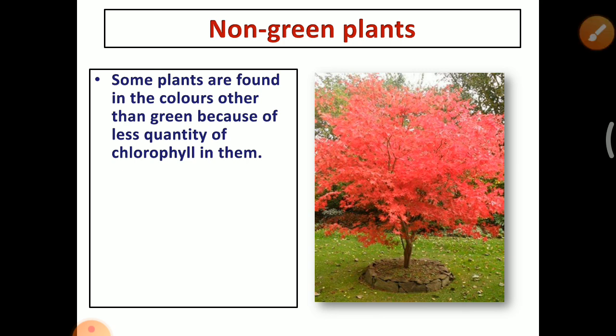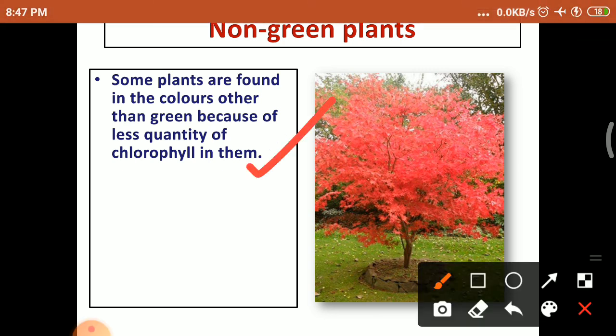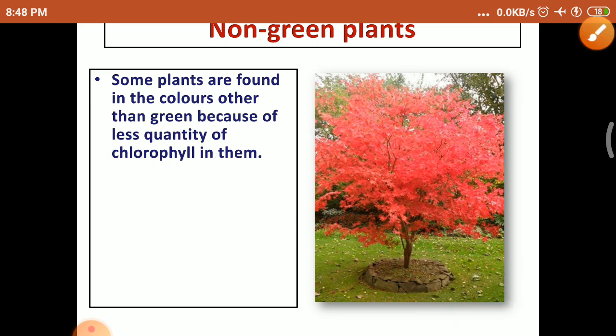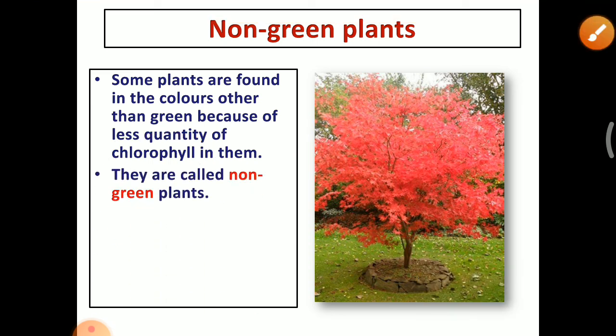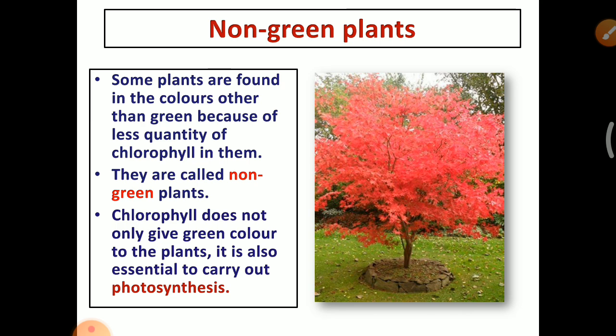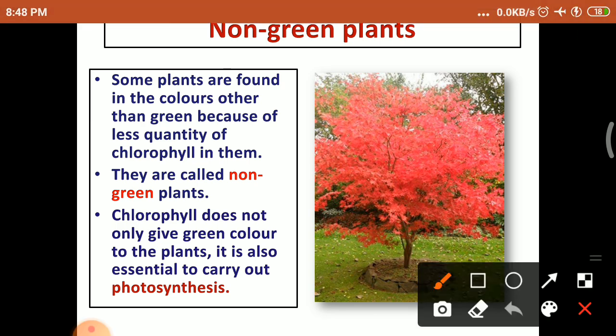Some plants are found in colors other than green because of less quantity of chlorophyll. Chlorophyll is a very important pigment. It gives color to the leaf, and such type of plants are called non-green plants. Chlorophyll does not give only color to the plant, it is also essential to carry out photosynthesis. It is very important for the photosynthesis process.